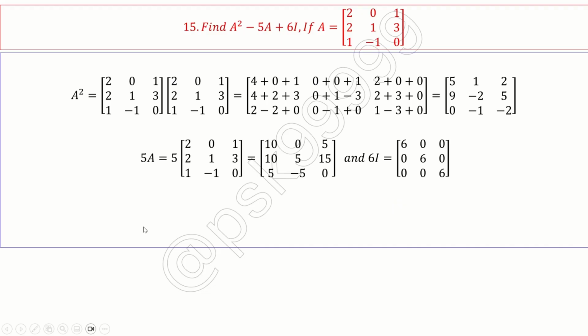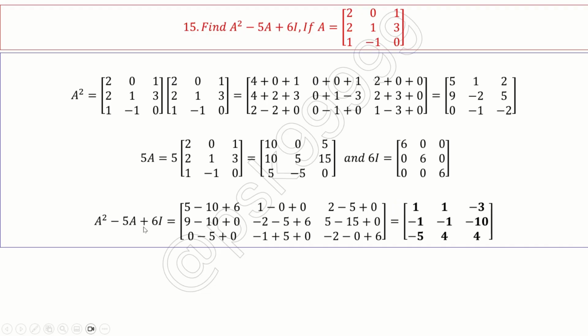Now I just need to do A squared minus 5A plus 6I. Correct? So these are the operations for each corresponding element. I will do the minus and plus, then I get the answer. Okay. Simple, straightforward question. Next.